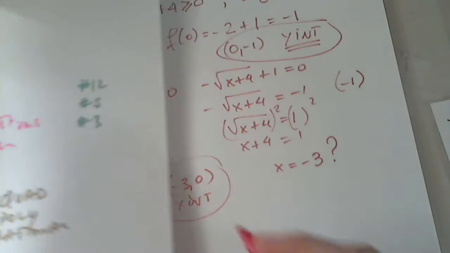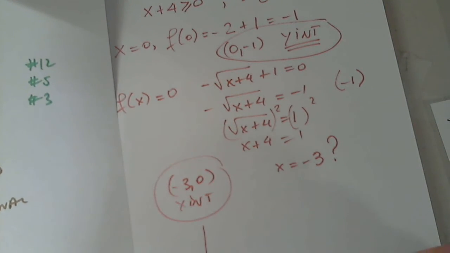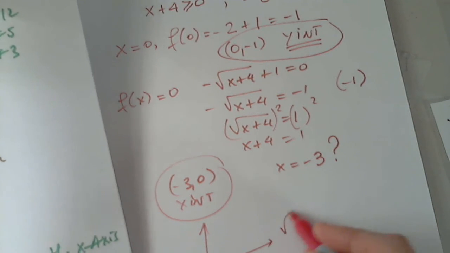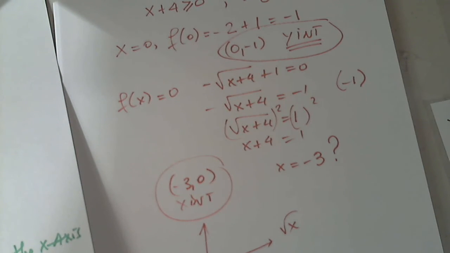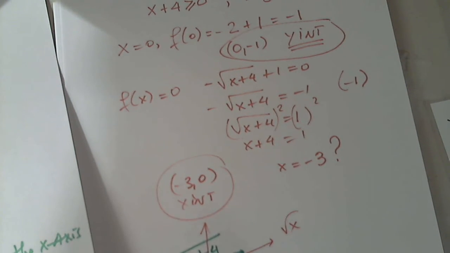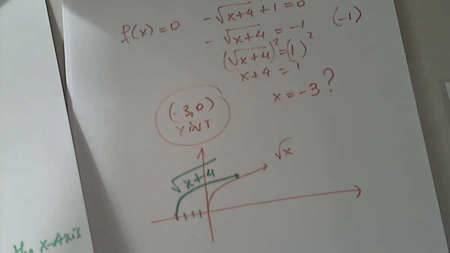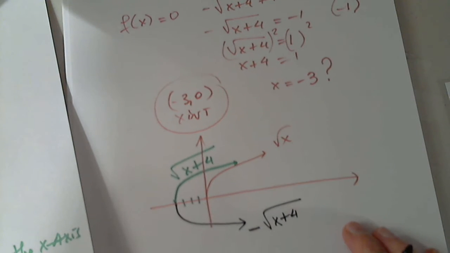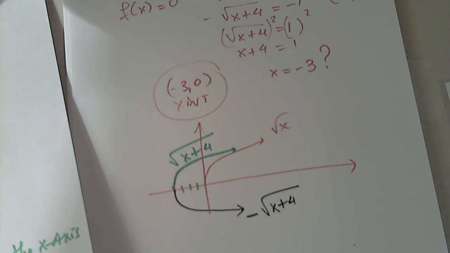So for transformations, I have to graph the square root of x, and we all know how it looks. Then we have to shift this graph 4 units to the left. Here it is. And this is the square root of x plus 4. Then we have to reflect this graph with respect to the x-axis. So I get this. Negative the square root of x plus 4. And now I have to shift this graph up 1.